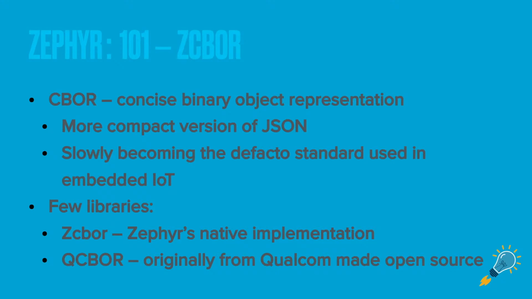Because it's similar to JSON, everybody loves JSON. It's easy to work with, human readable. This is kind of the next step for embedded. A lot of people, Nordic especially, are the ones who basically built the Zcbor library for Zephyr. They're really going for it. They're really pushing it. So I've been a big fan of it for a while.